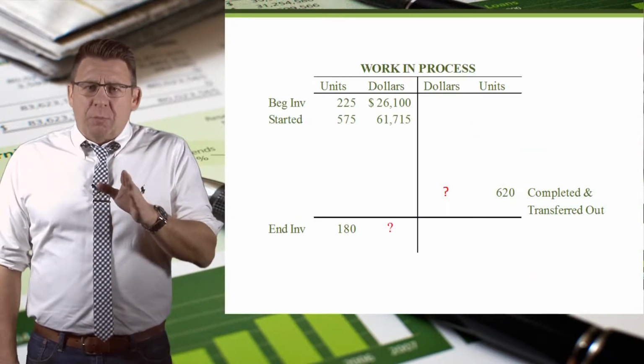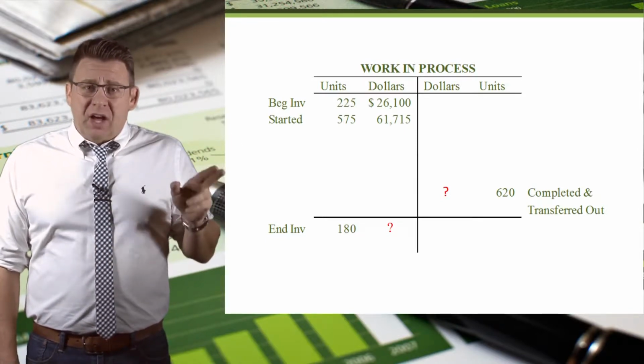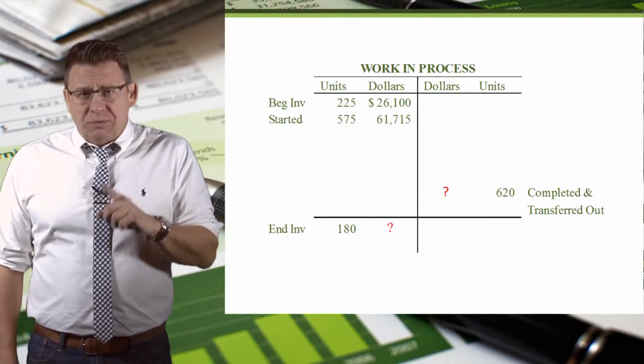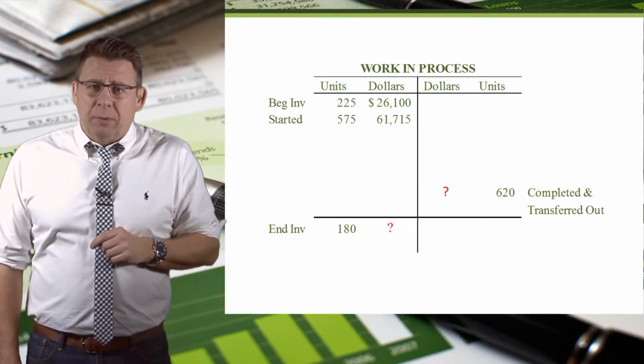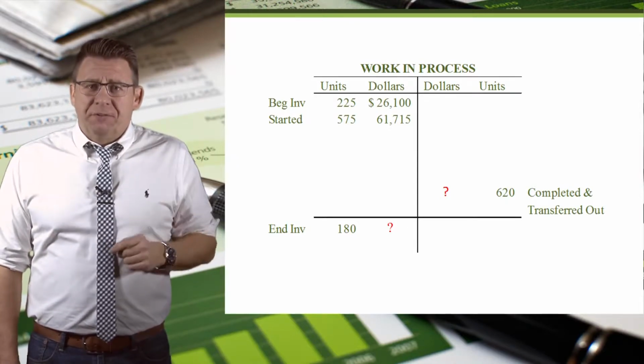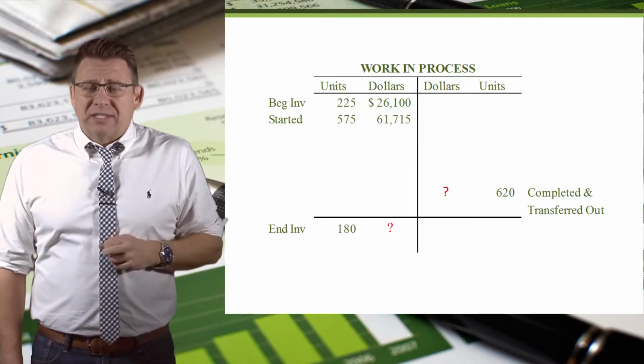So we can look at our progress thus far with the WIP T account. We've added the cost to account for. So the total cost transferred out plus costs remaining in ending WIP inventory needs to total $87,815, which is the total of the 2 production cost amounts listed there.